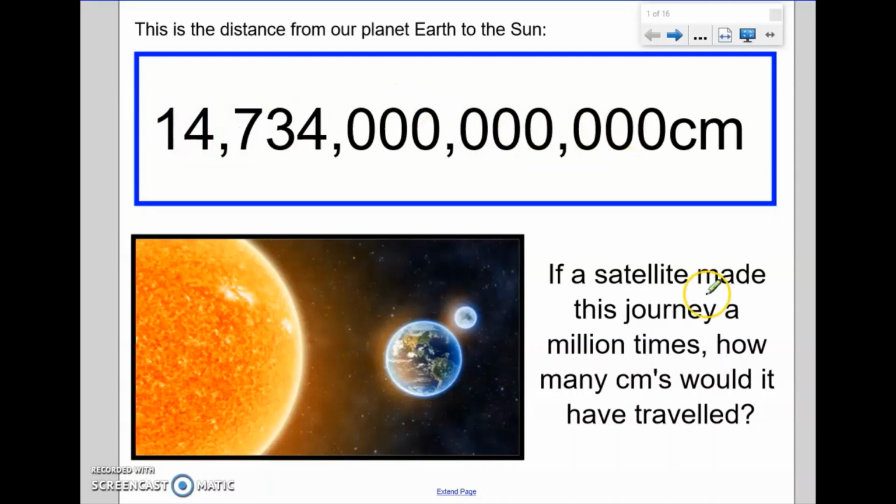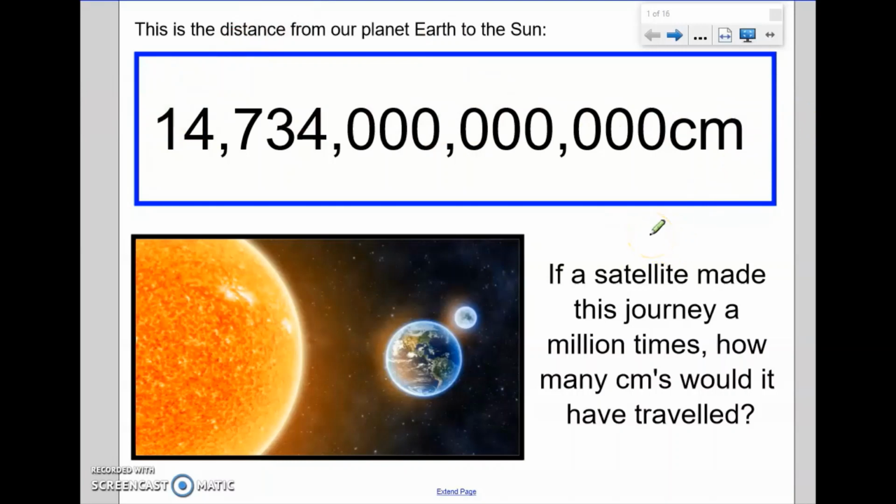large number. If I was to ask you to calculate with that number and work out the distance that a satellite would have moved if it did this journey 1,000,000 times, and you had to give me your answer in centimeters, what sort of answer would we be dealing with? You can imagine it's going to be a very large number. The number is probably going to be too big to fit on this screen.